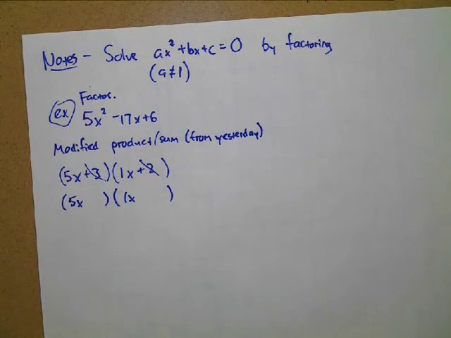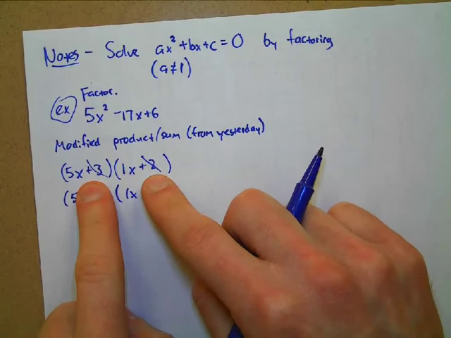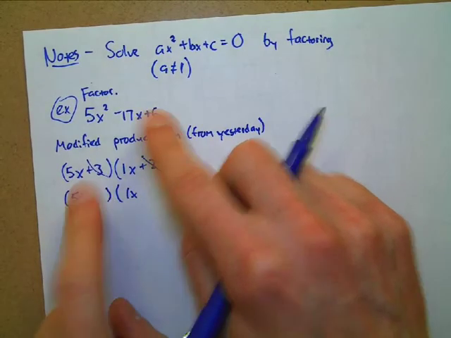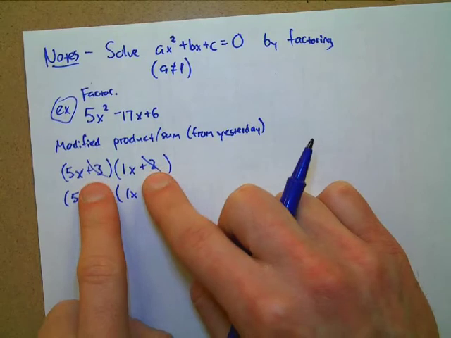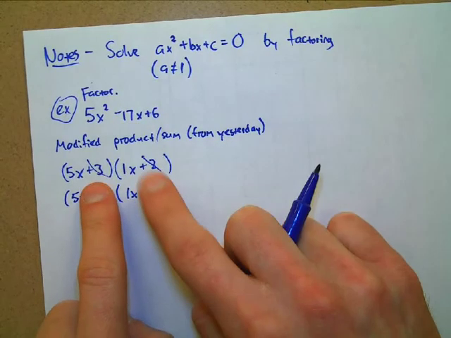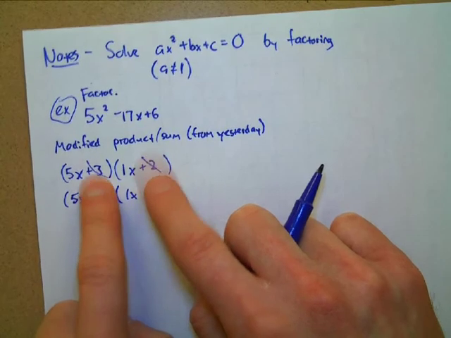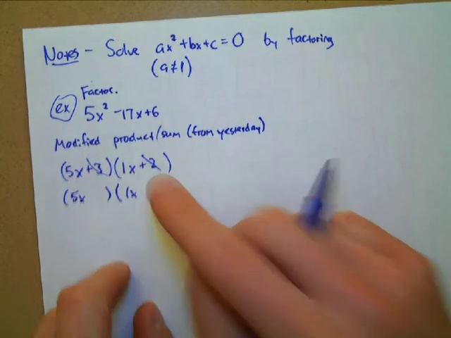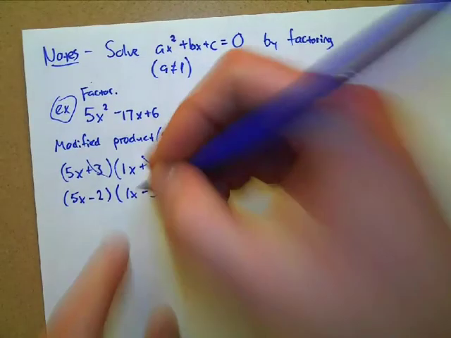Because, for example, here, okay, we said a positive 3 and a positive 2, and that is a way to get a positive 6. But remember, we need to add to make a negative 17. So if we want to get a negative 17 when we add, should these numbers be positive? No, right? We actually want them to be negative. Okay? So let's make them negative, and let's make this a negative 2 and a negative 3 here instead.